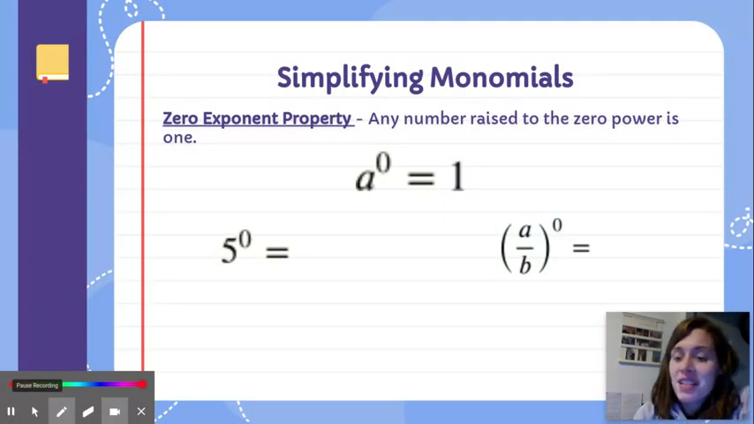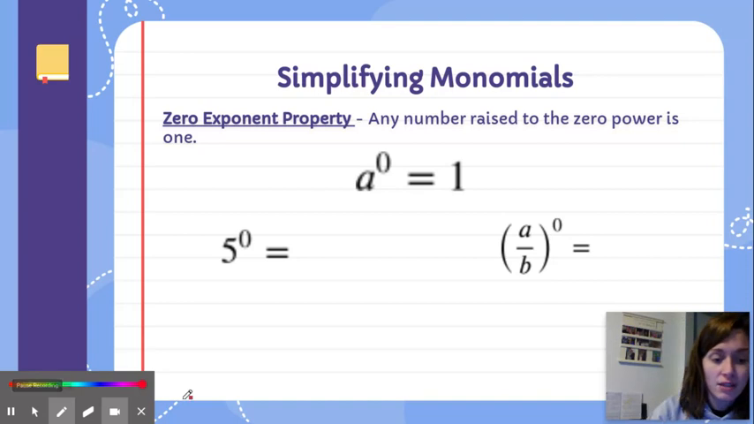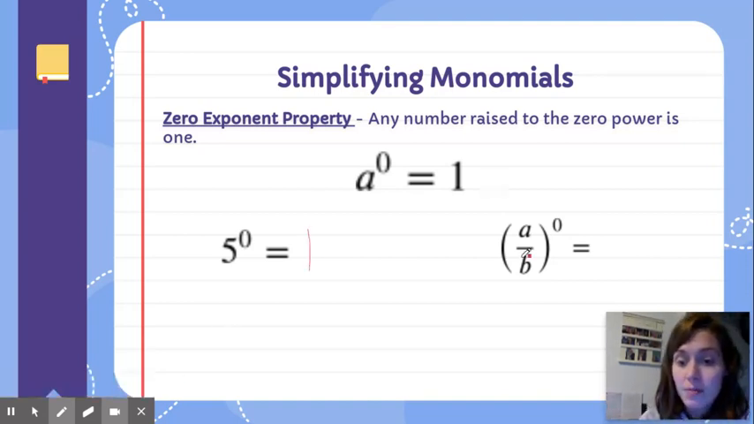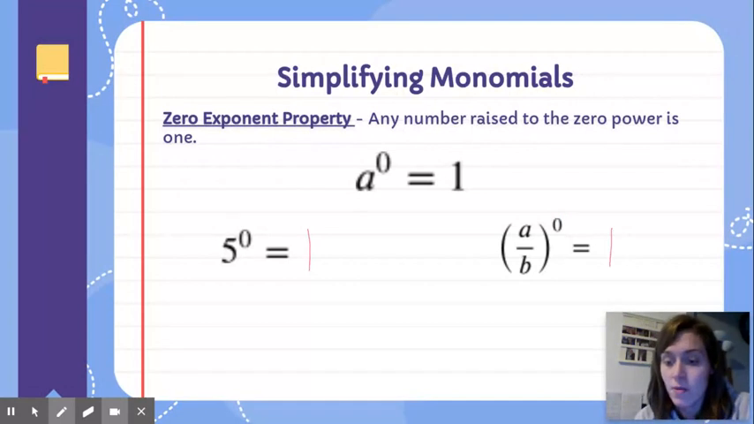Okay, so the next thing we're going to talk about is what happens when we have 0 as an exponent. We did look at this last year as well, so maybe you remember. Whenever we have anything to the 0 power, it always equals 1, okay? So for example, a to the 0 is 1. 5 to the 0 has to also be 1. And a divided by b all to the 0 has to be 1. Anything to the 0 power will always be 1.